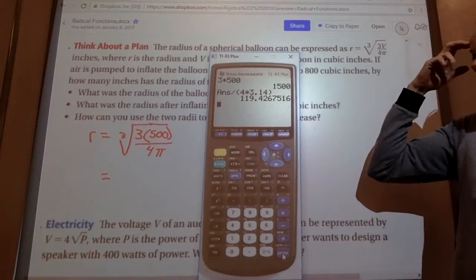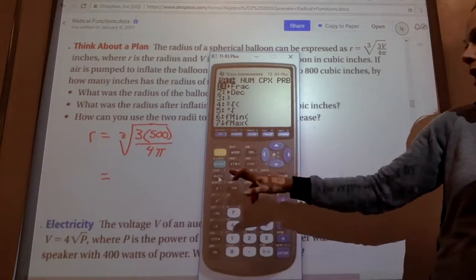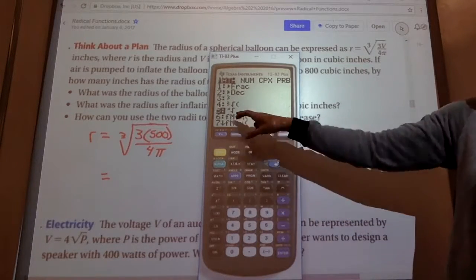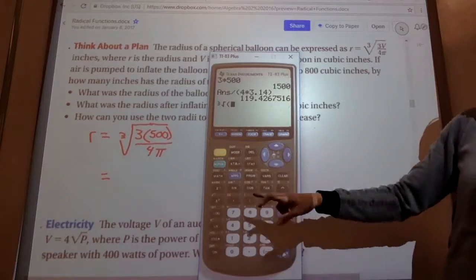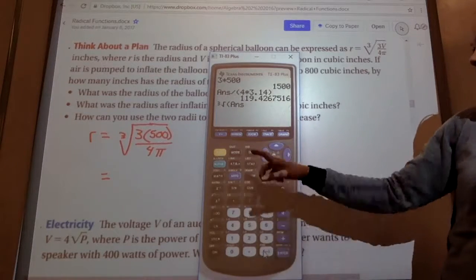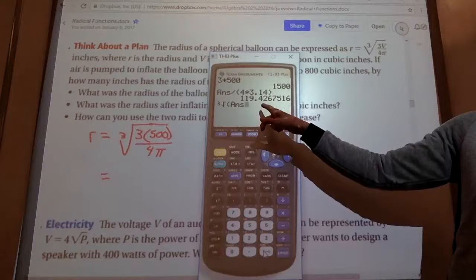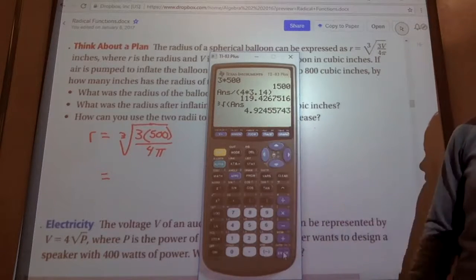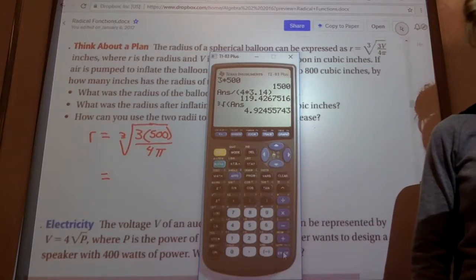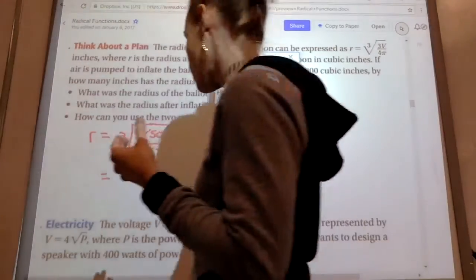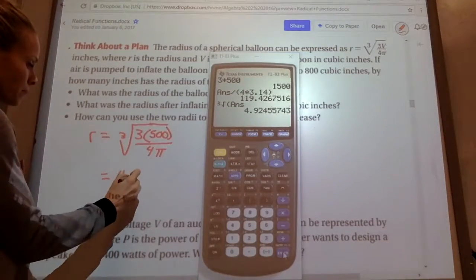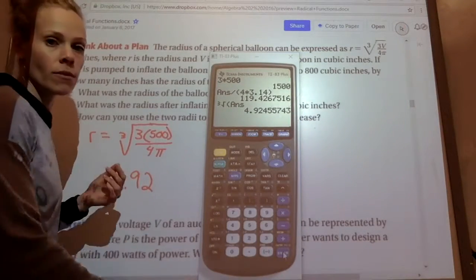And then I can take the cube root of that: math, down to number 4, cube root, and then I can go second negative sign to recall that answer. And I should get 4.92. That was my original radius, 4.92.